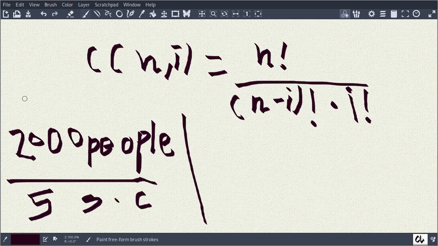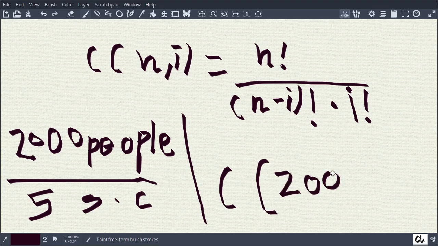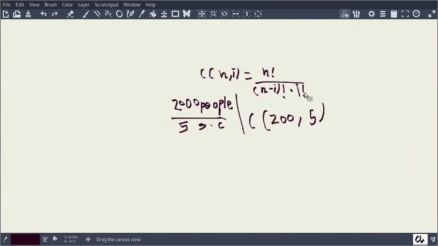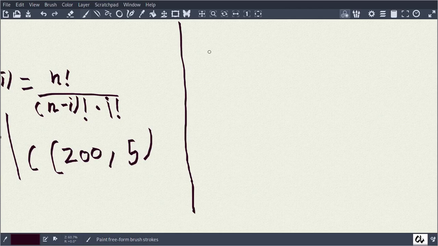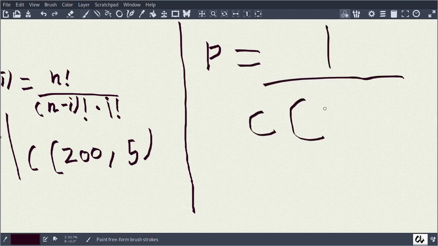This will be given by combination of 200 comma 5. And so if this was fully random, then your probability of getting into the student council and being the main character of the anime plot would be probability, let's call it P. This would be 1 over C combination of 200 comma 5.